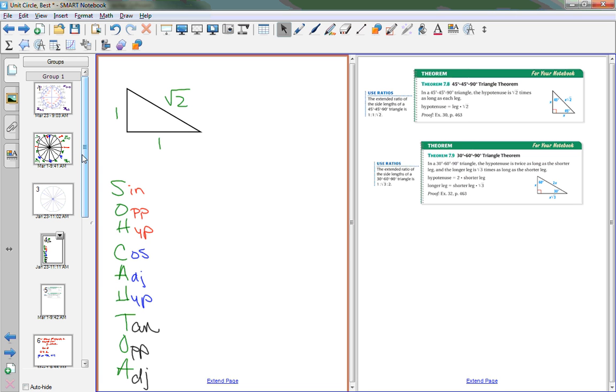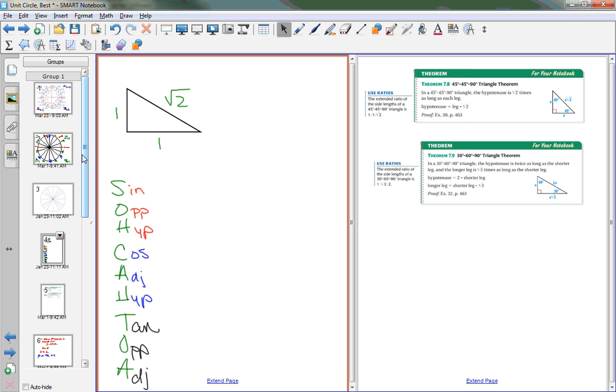Now, that should bring you to a few terms that you need to memorize. Opposite is what? What does opposite mean? Directly across from the angle. Do we understand that? What does adjacent mean? It's directly beside the angle, forming part of the angle. Do we understand that? Okay?